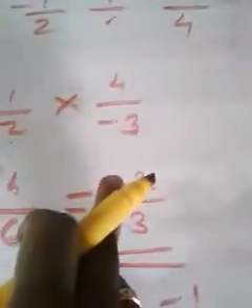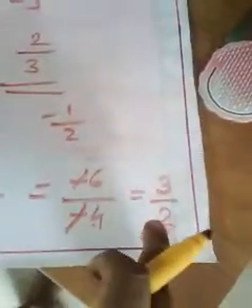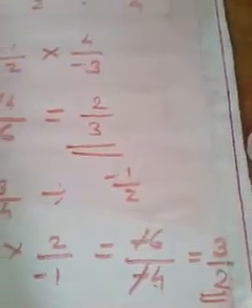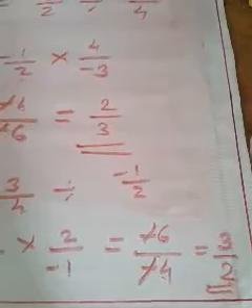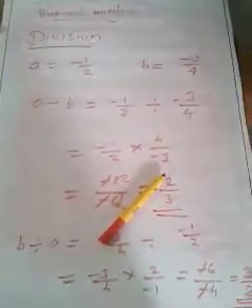We got here 2 by 3. Here we got 3 by 2. Can you say 2 by 3 and 3 by 2 are equal? No, 2 by 3 and 3 by 2 are different. That means division is not commutative. So you may have understood that division is not commutative, with one example itself.